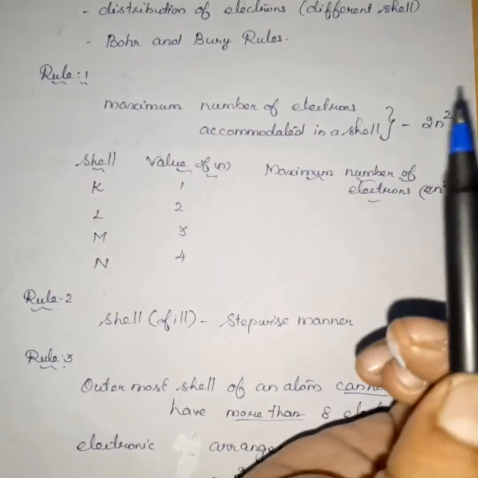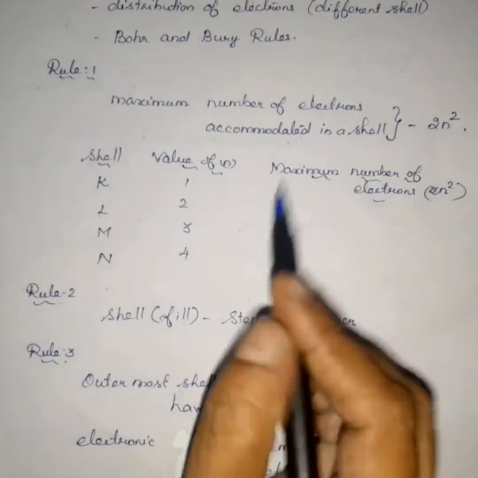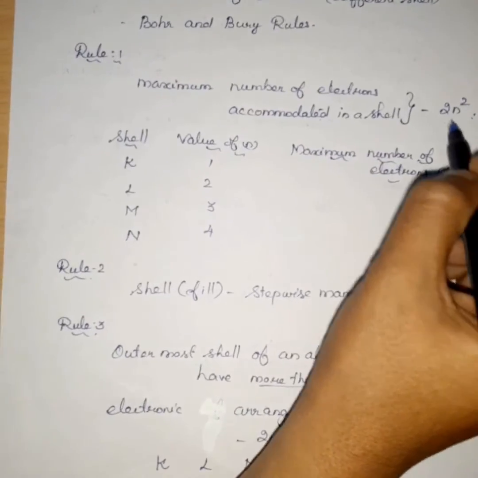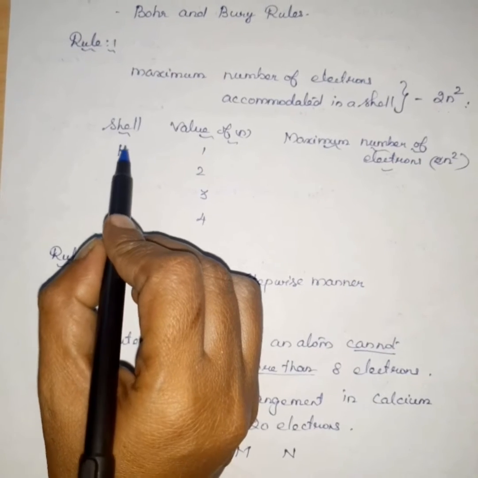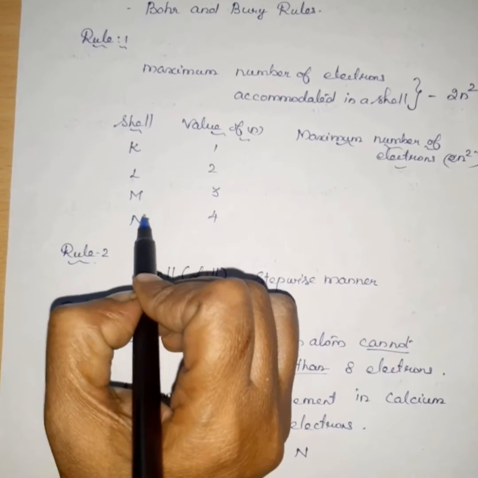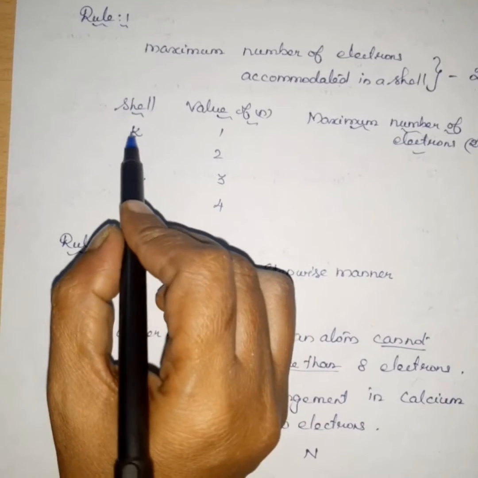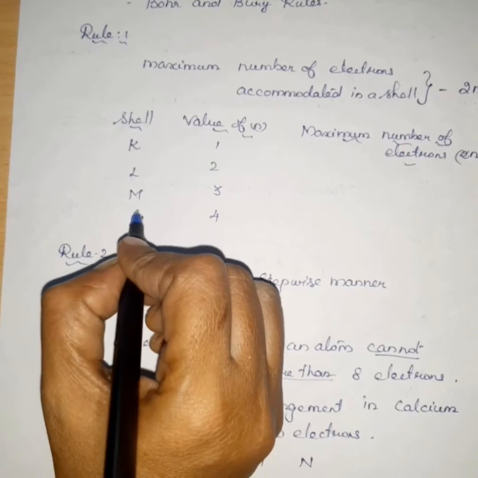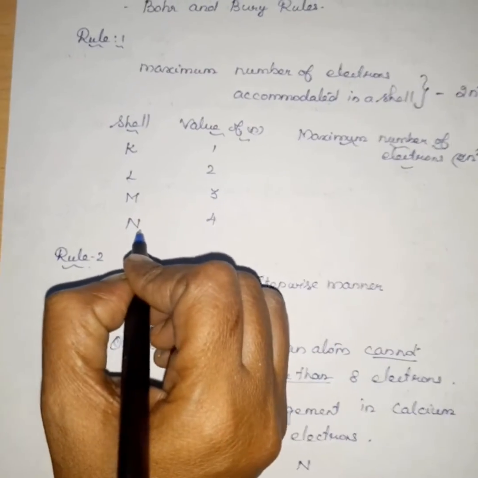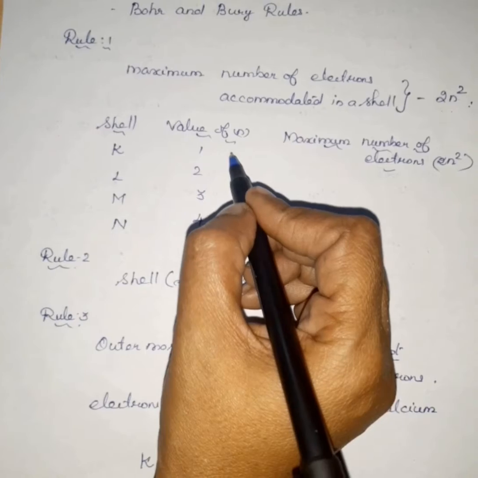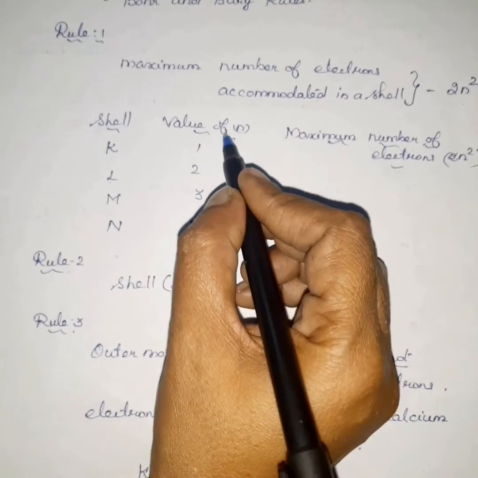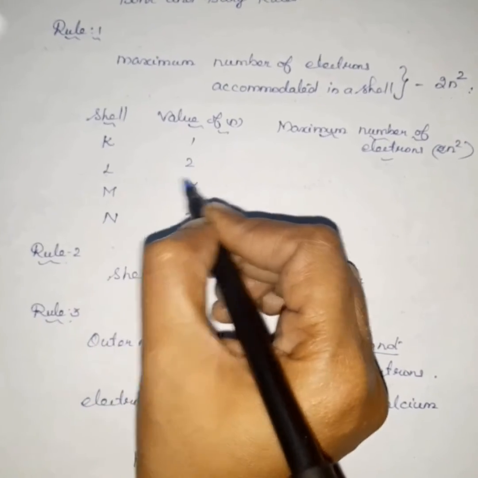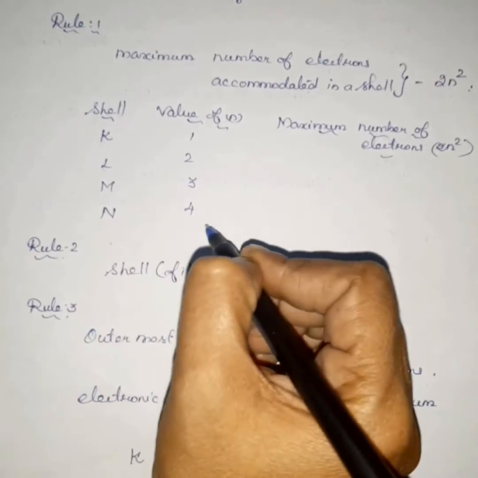The nucleus is at the center. Do you understand? n is the number of the shell. Listen, the shells are K, L, M, N. The first shell is K, the second shell is L, the third shell is M, and next one is N. The shell number: K is equal to 1, L is equal to 2, M is equal to 3, N is equal to 4.